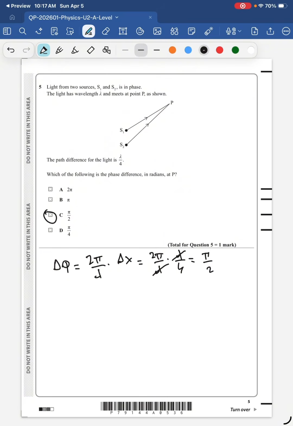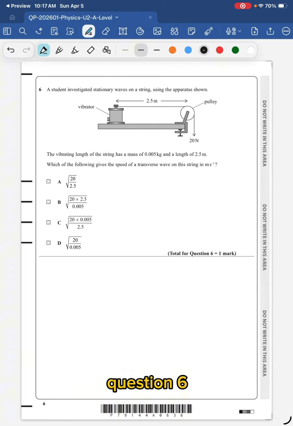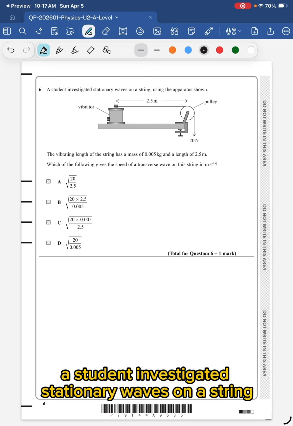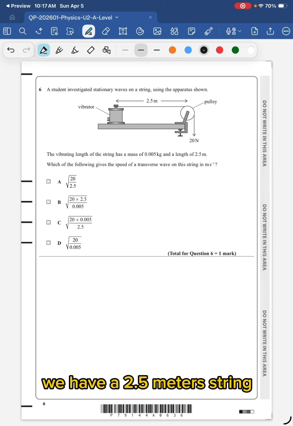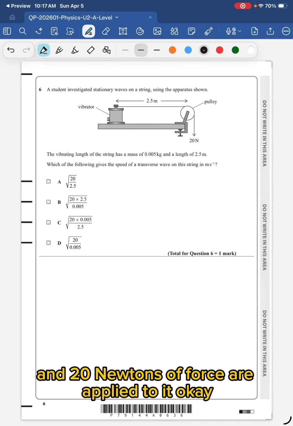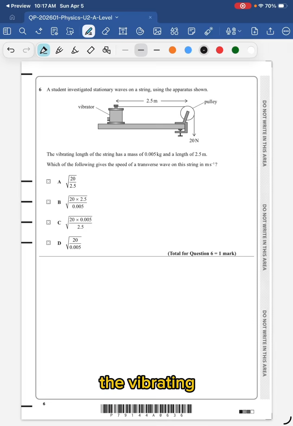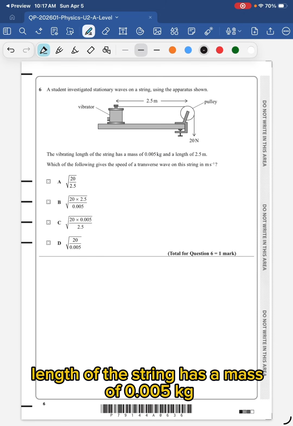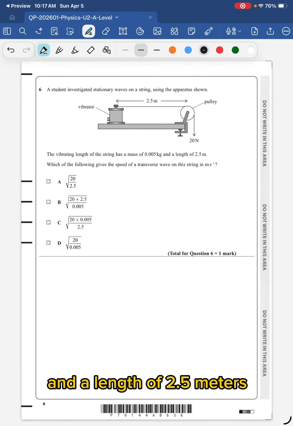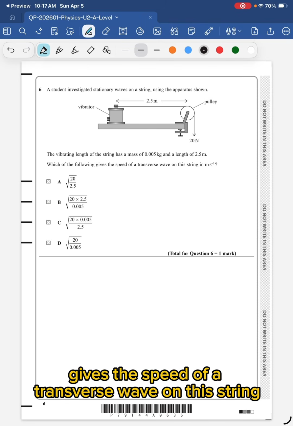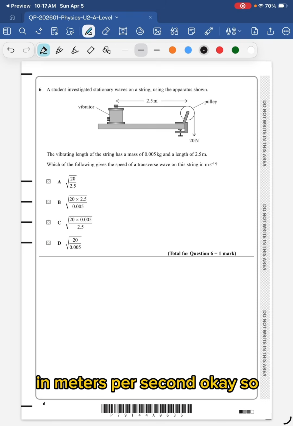Let's move on. Question 6. A student investigated stationary waves on a string using the apparatus shown. We have a 2.5 meter string and 20 newtons of force applied to it. The vibrating length of the string has a mass of 0.005 kilograms and a length of 2.5 meters. Which of the following gives the speed of a transverse wave on this string in meters per second?